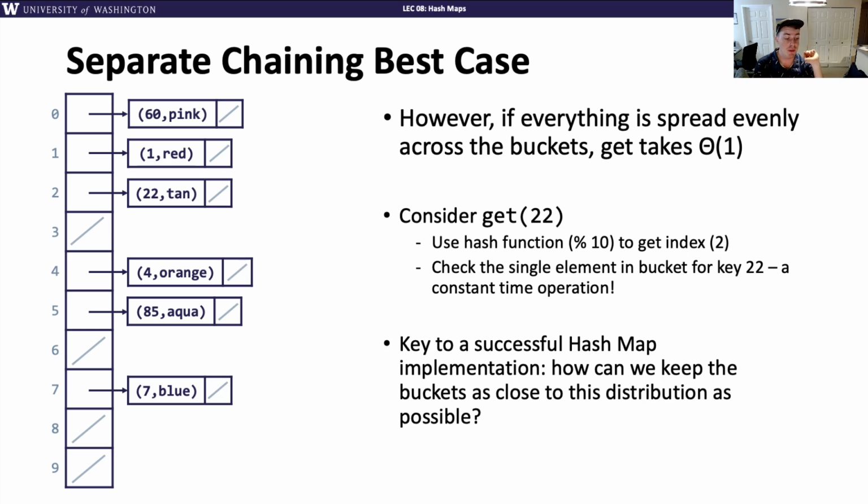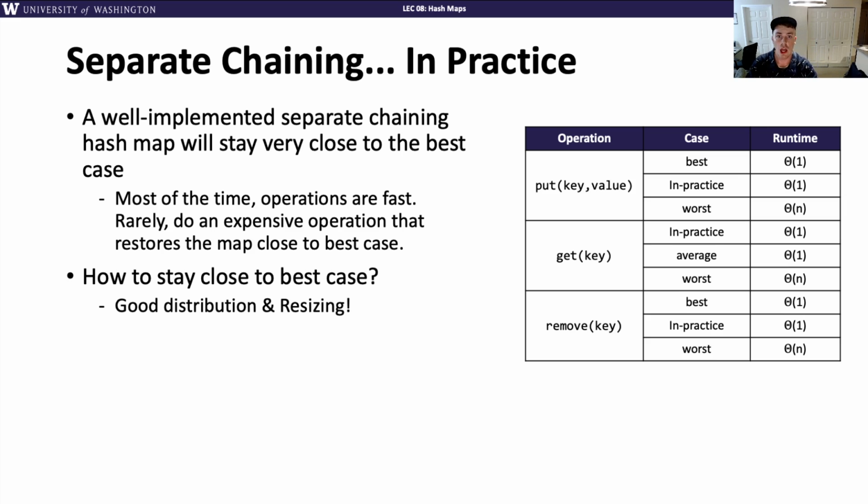All implementations of HashMap that get this constant time runtime are doing everything in their power behind the scenes to keep the internal representation as close to this best case as possible. So what this ends up looking like is what we're going to call an in-practice case. A well-implemented separate chaining HashMap will stay very, very close to this best case. What we mean by this is most of the time, the operations you're going to be running are fast. It's very rare that you're going to run close to this worst case or run into an expensive operation.